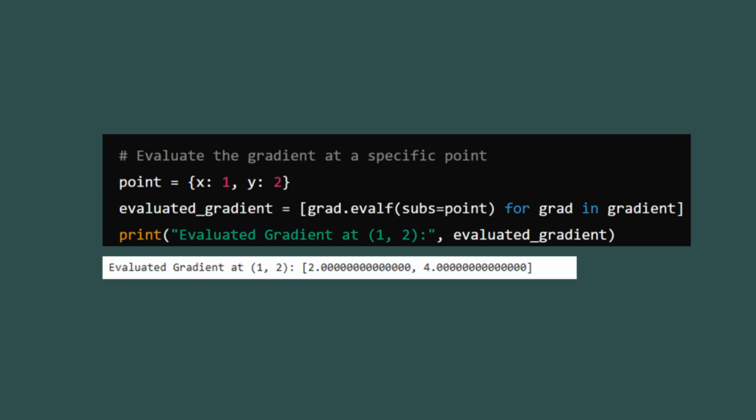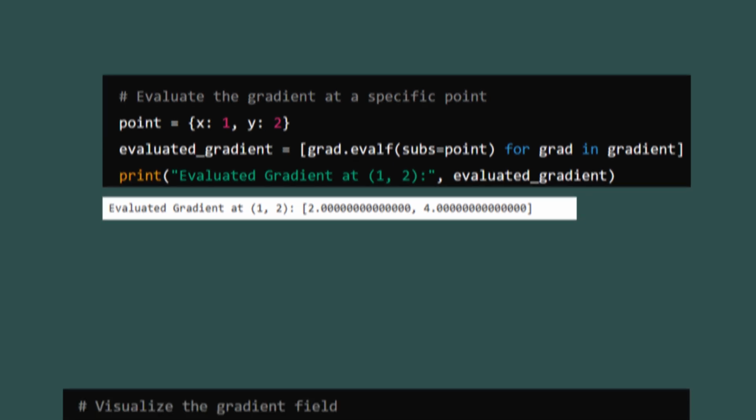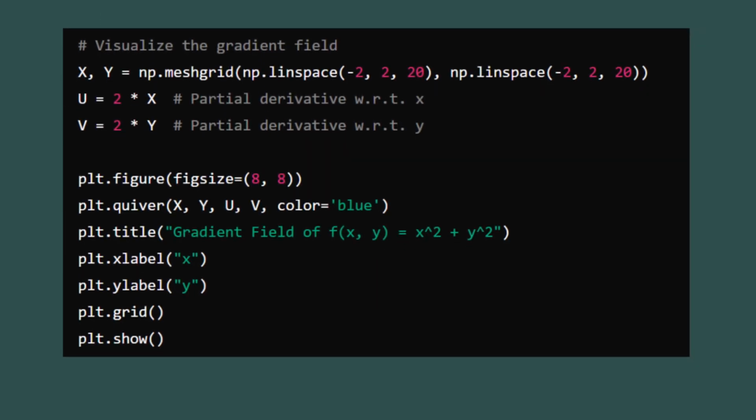Finally, let's visualize the gradient field of the scalar function. First, we use numpy to create a grid of points in the x and y directions. This grid will span from -2 to +2, with 20 evenly spaced points in each direction. Next, we calculate the gradient components for the entire grid. The partial derivative with respect to x is 2 times x, and the partial derivative with respect to y is 2 times y. These values define the direction and magnitude of the gradient at each point on the grid.